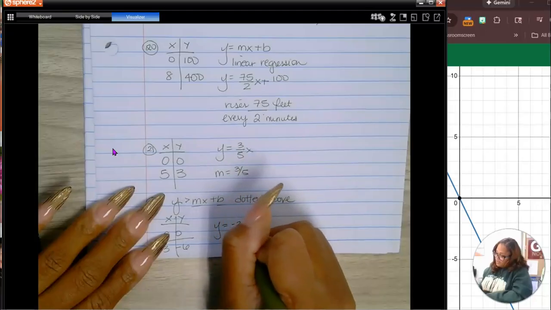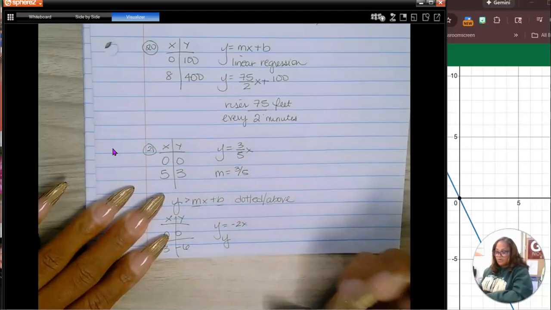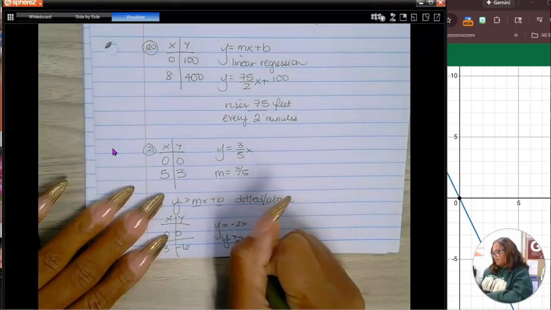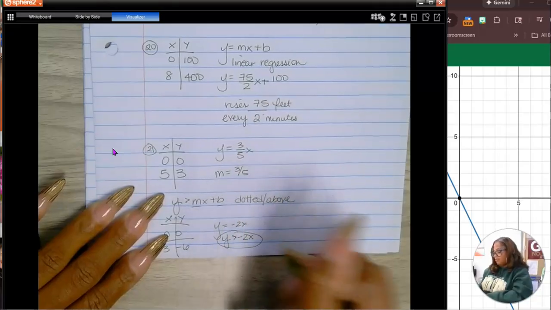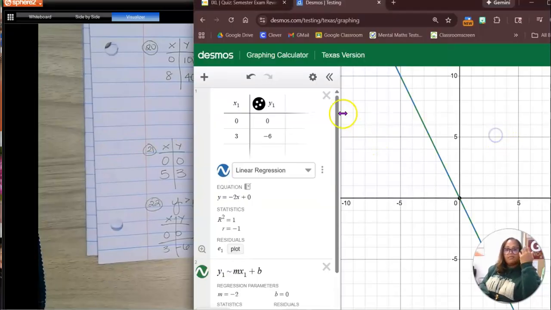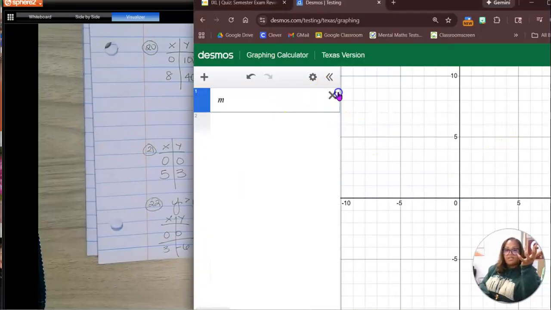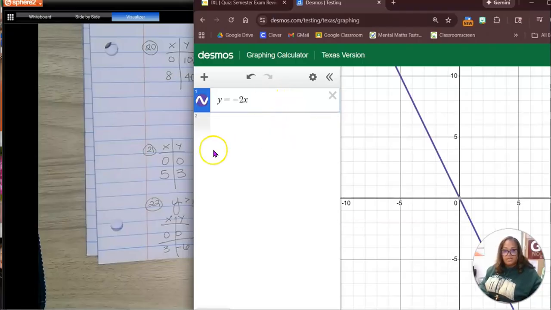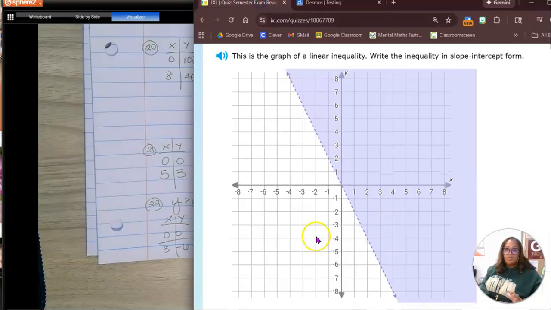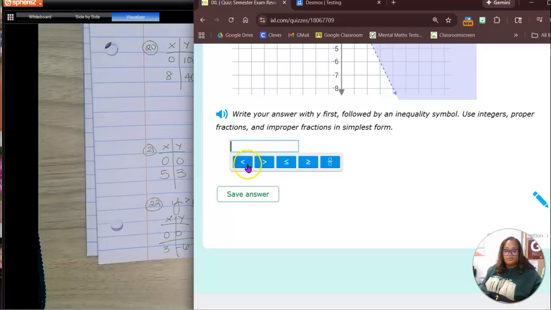Y equals -2x, but it needs to be an inequality. Y is greater than -2x. Bam. Then double check by actually typing in y equals -2x, just so you can verify that it matches. It looks like this. They're both having a decreasing slope, and then it's shaded up here. So y is greater than -2x would be my answer.